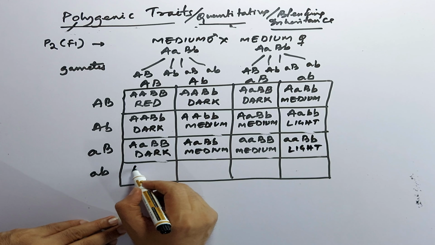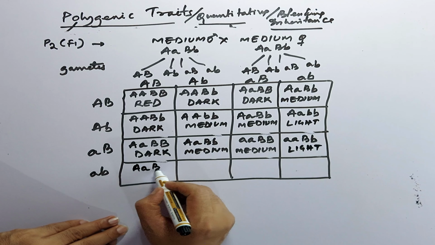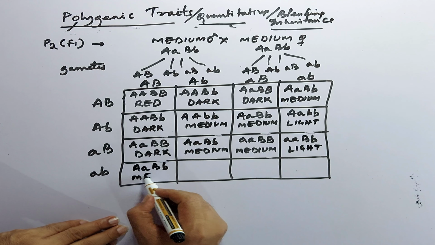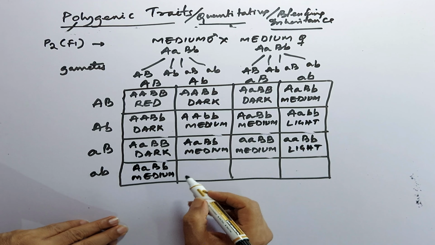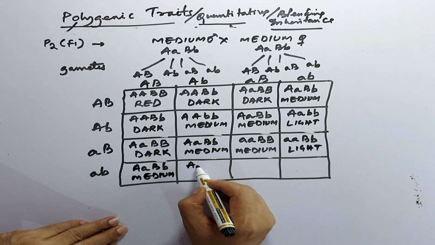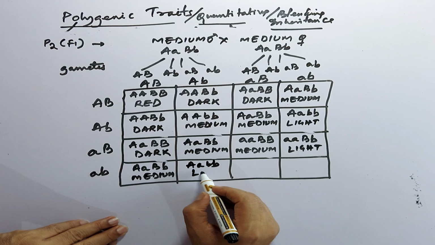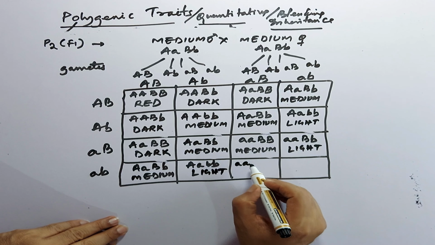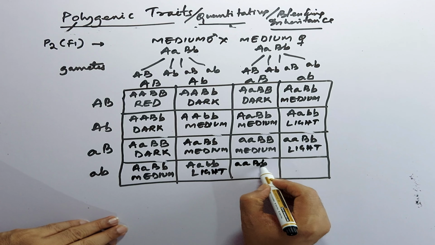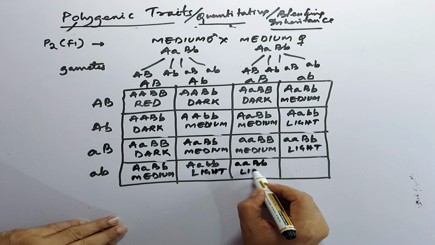And this is capital A, capital B, small b, 50%. This is medium. Here capital A, small b, small b. This is light, 25% dominant. And here small a, capital B, small b, 25%. This is also light. And this is small b, small b. So this is white.